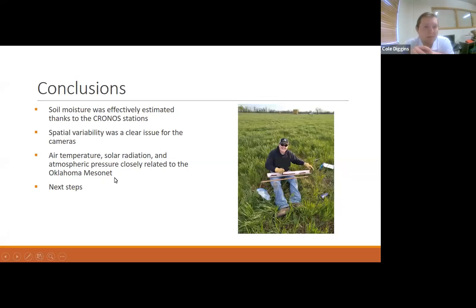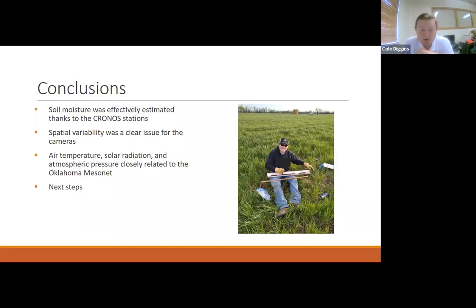And just to conclude, we were able to effectively measure our soil moisture and estimate it well with the Chrono Stations. Our spatial variability was a clear issue for the cameras and led them to have issues with estimating the overall field average canopy cover. And our air temperature, solar radiation, and atmospheric pressure were all closely related to the Oklahoma Mesonet. And as well, they all worked relatively well, that weather station did.